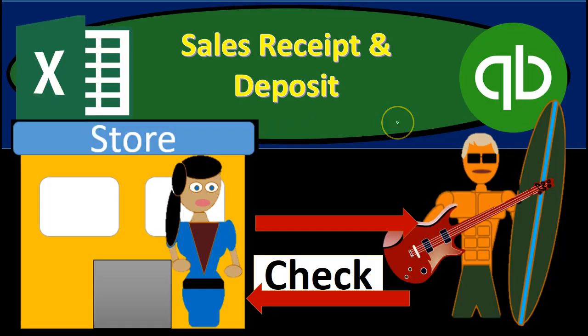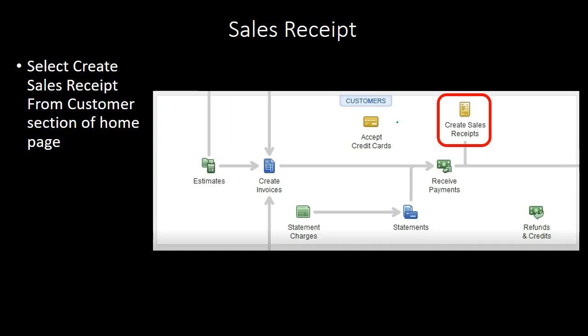We're going to first take a look at QuickBooks quickly and then go back to Excel and enter this data into our Excel worksheet. When thinking about QuickBooks, we're looking at the customer page, the home page. We're going to look at a sales receipt.